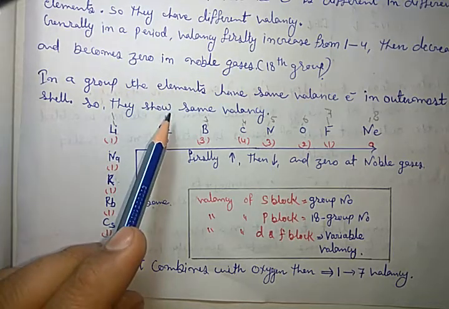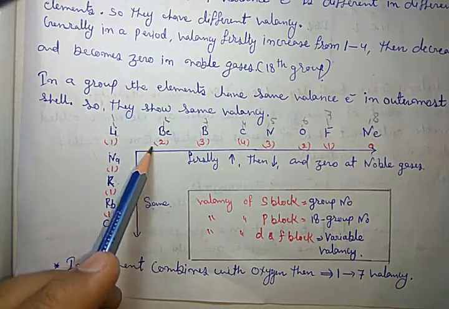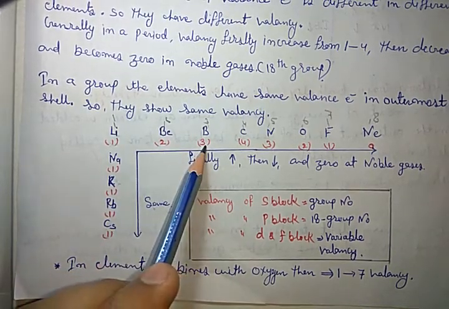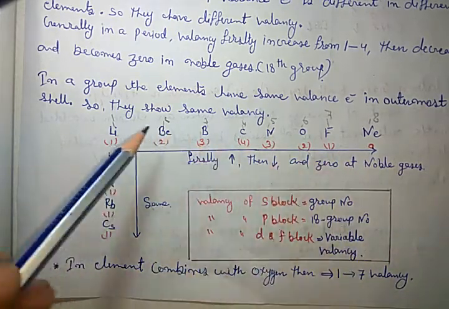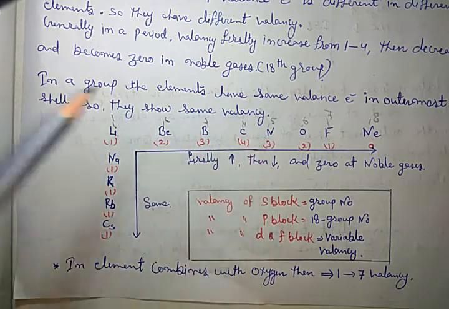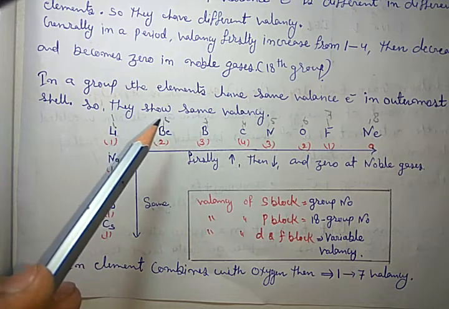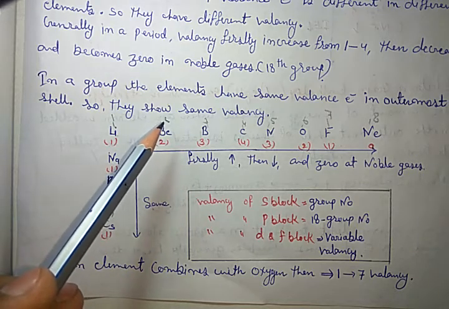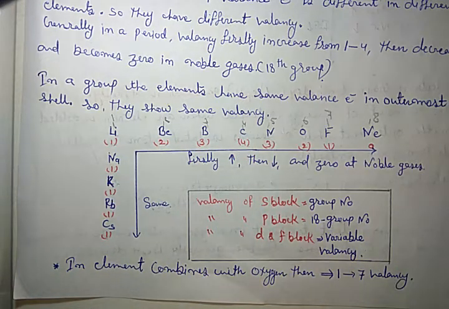Beryllium can either take 6 or donate 2, so it normally donates 2, so its valency is 2. Boron, carbon, nitrogen, oxygen, fluorine normally form covalent bonds in which they share electrons equal to their requirements. For example, carbon's outermost configuration is 4, so it shares 4 electrons. So valency becomes 4. Got it?